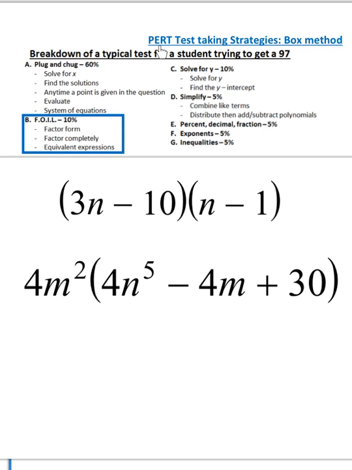Welcome to PERT Test Taking Strategies: the box method. You're going to use the box method whenever you have a polynomial multiplied by another polynomial.